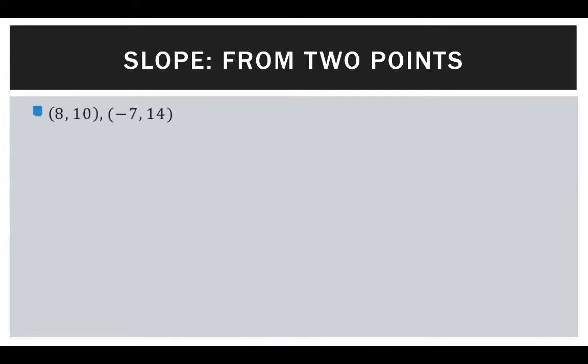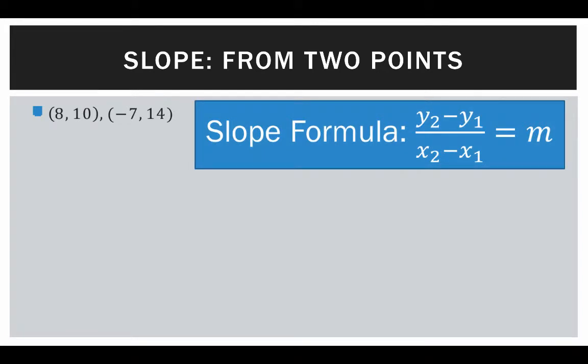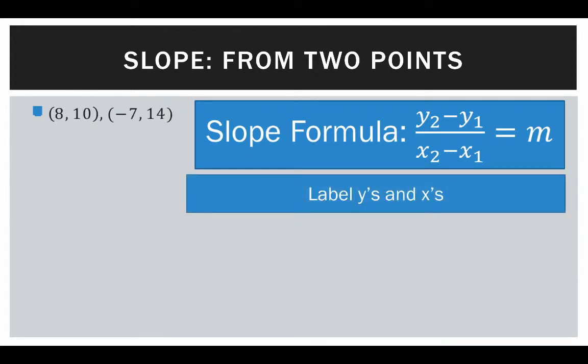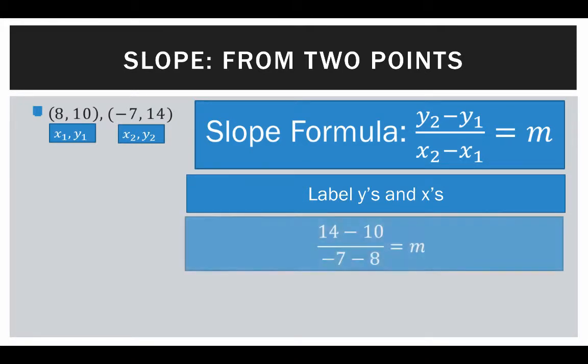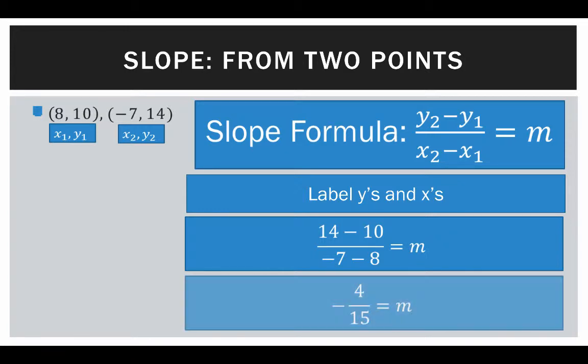Next, slope from 2 points. We have a formula for that. It's y2 minus y1 over x2 minus x1 equals m for slope. So we label our x's and y's. There we go. 14 minus 10 is 4. Negative 7 minus 8 is negative 15. We're left with a slope of negative 4/15.